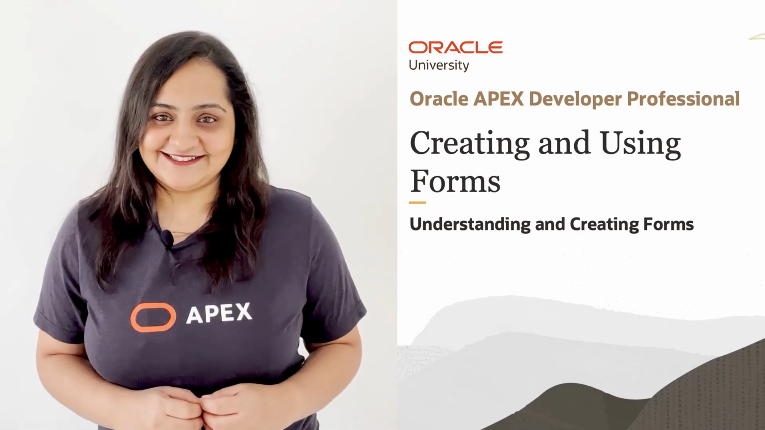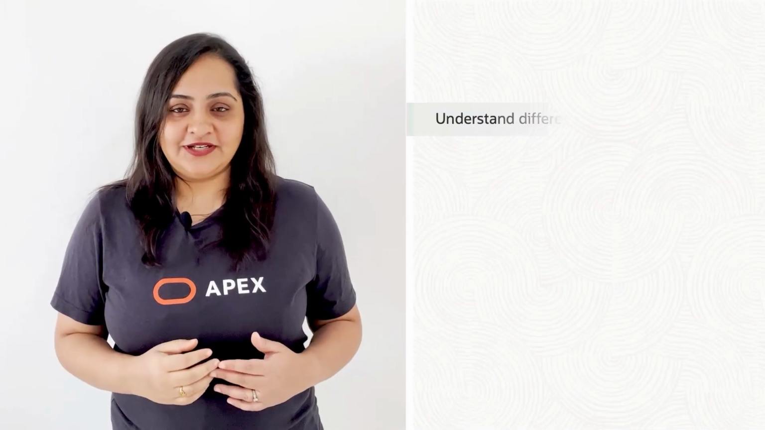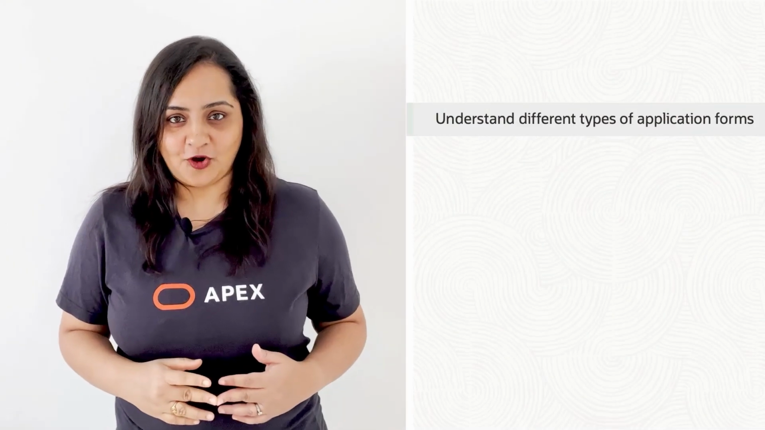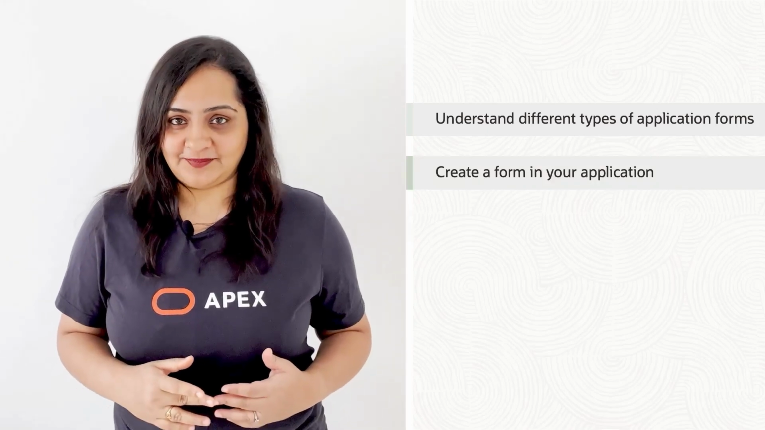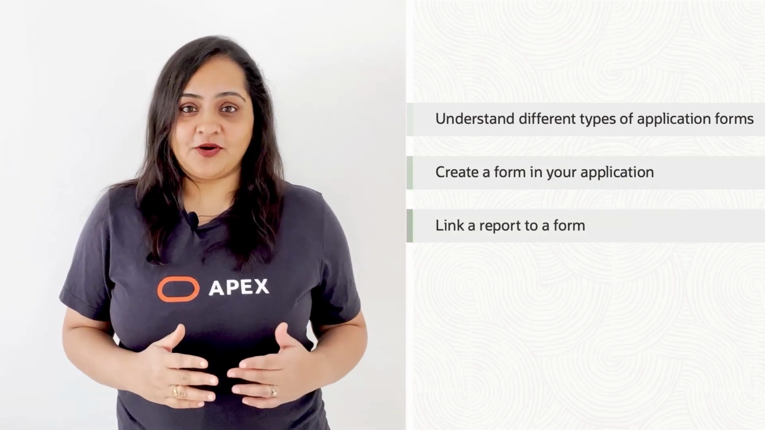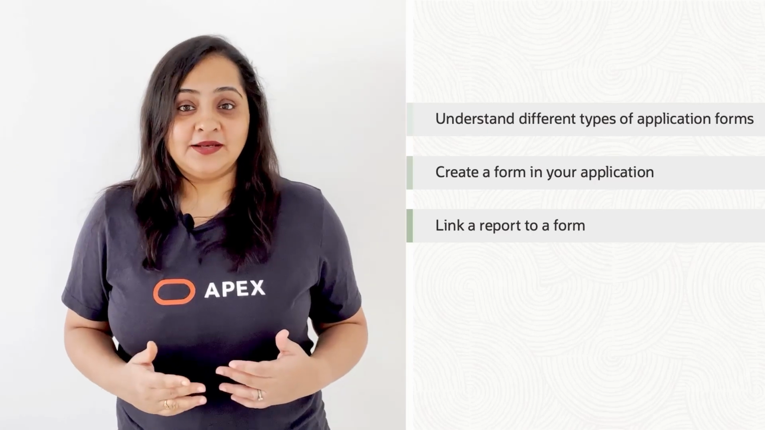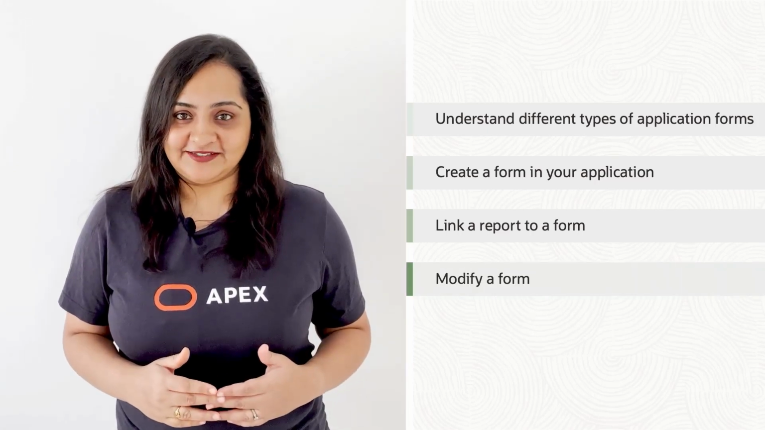Let's get started. In this lesson, you learn the different types of application forms. Then, you will learn how to create a new form in an application, link this form to a report, and then modify the form that you created.